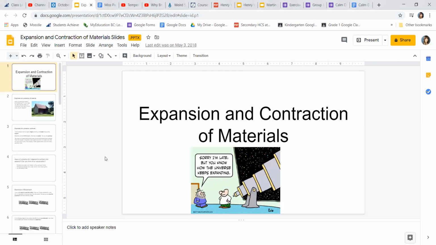All right, now let us begin. I found this a pretty fun unit. Keep in mind, this is actually my first year doing grade 8 science, so I'm getting a chance to revisit all this material. Like I said, this one was a fun one. So, expansion and contraction of materials.